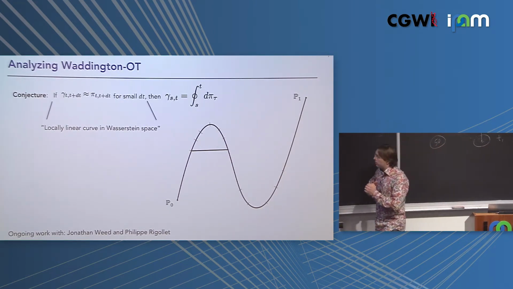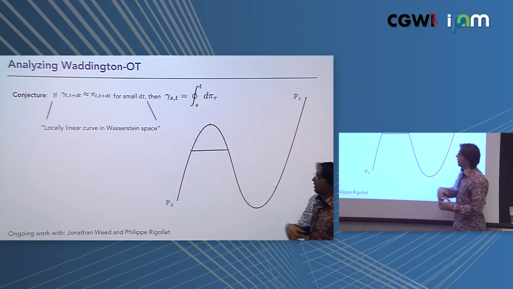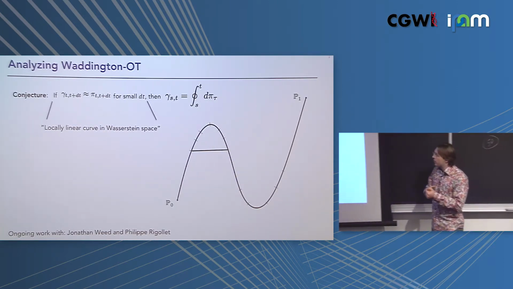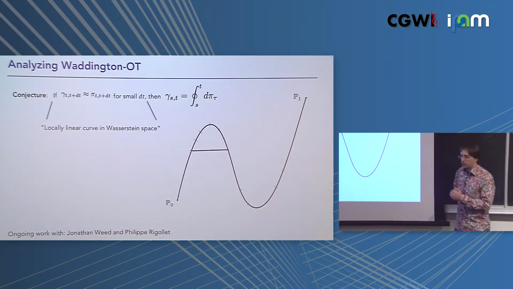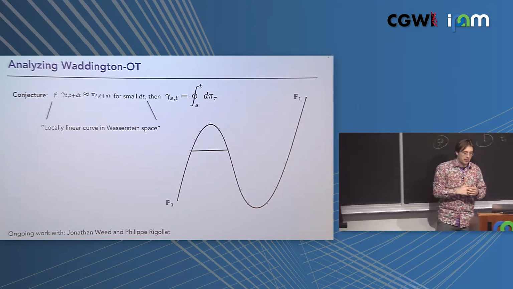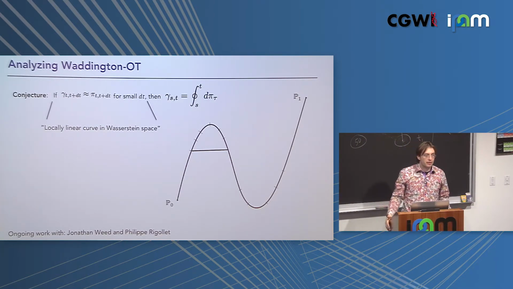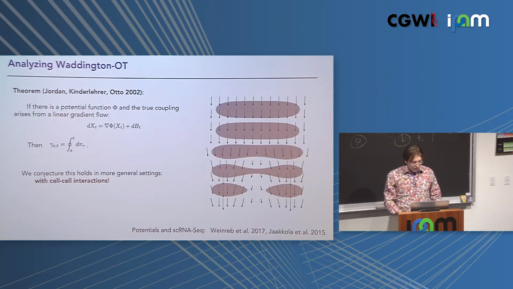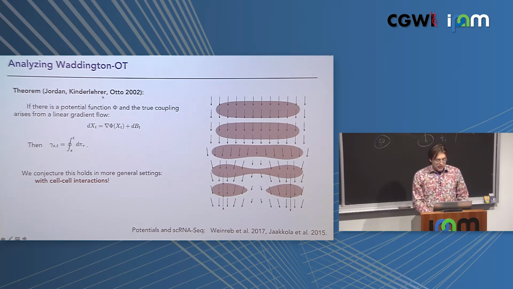But we'd like to prove, and we have some initial work on this, we'd like to prove that the true coupling between any pair of time points can be obtained by composing a bunch of little tiny transport couplings. And the statistical version of this would involve finite data and stuff like that. This type of theorem is proven in one special case by Felix Otto and others in 2002.